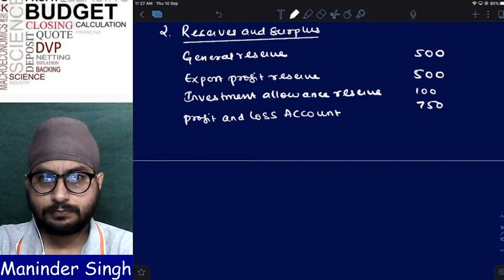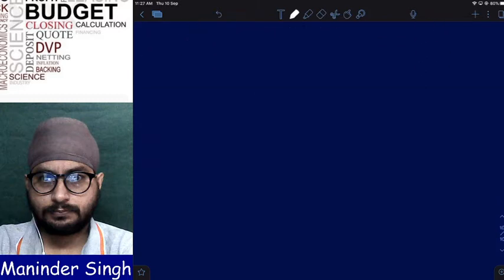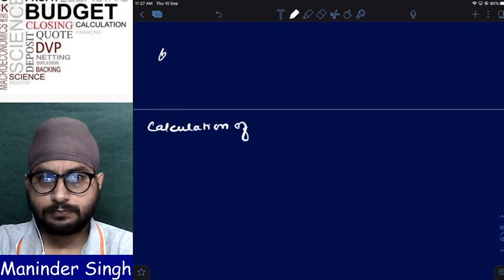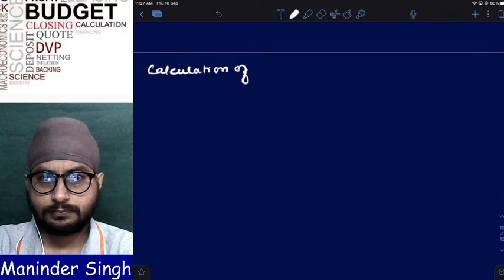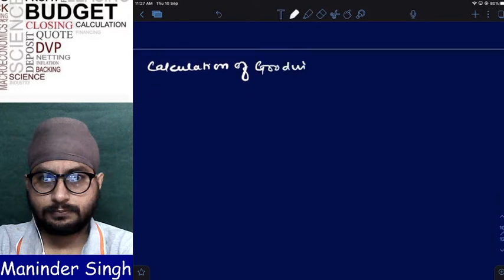Clear? Now what we'll do? We will calculate whether it is goodwill or capital reserve. If it is capital reserve, we will take it under reserves and surplus. If it is goodwill, we will take it under assets. So we will leave a little space and start here. Computation, calculation of goodwill or capital reserve. Clear?